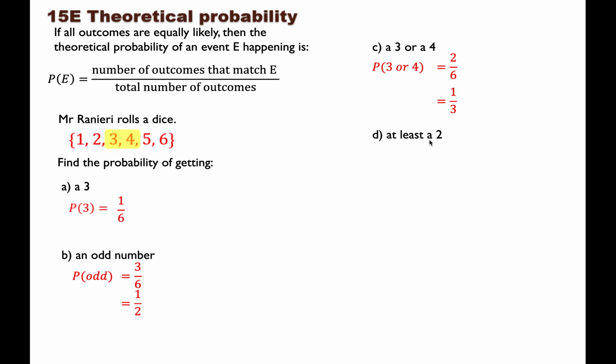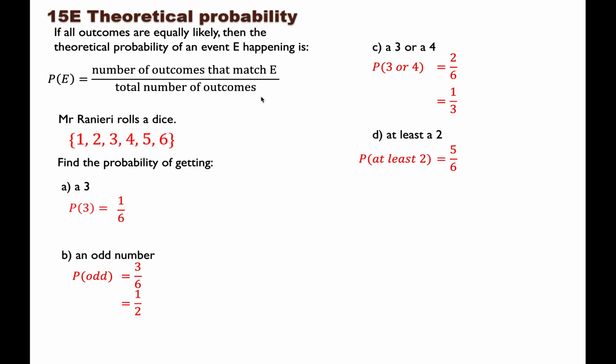And finally, the probability of getting at least a 2. We can go through these outcomes one at a time. If I get a 1, did I get at least a 2? No. If I get a 2, did I get at least a 2? Yes. The same for 3, 4, 5, and 6. At least 2 means 2 or bigger. So the probability of this event happening is 5 out of 6 because there are 5 outcomes that match the event and 6 outcomes in total.